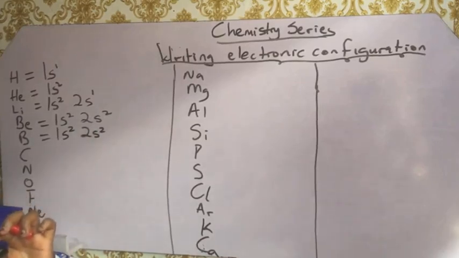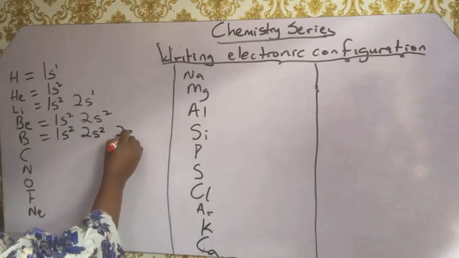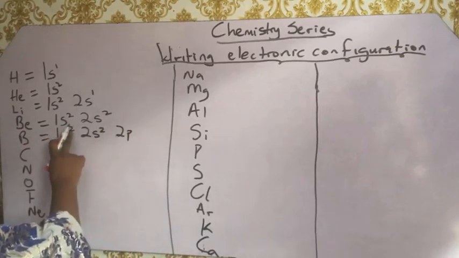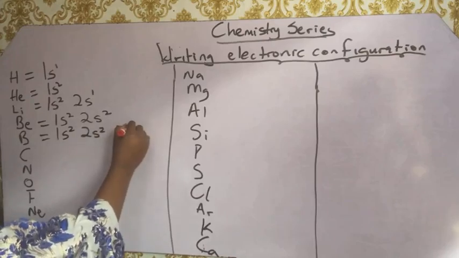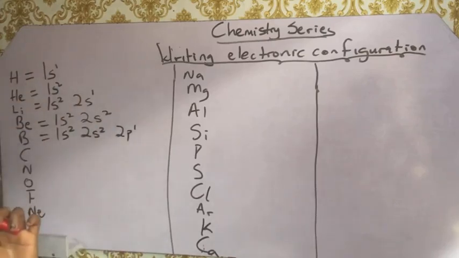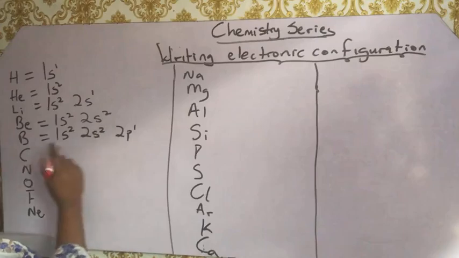You move on to what? 2p. So 2p, 5 electrons, 5 minus 2, 3, 3 minus 2, 1. So it means 2p1. Remember that the p orbital can take a maximum number of 6 electrons. So this is not filled up yet.